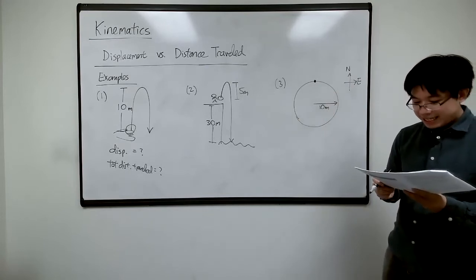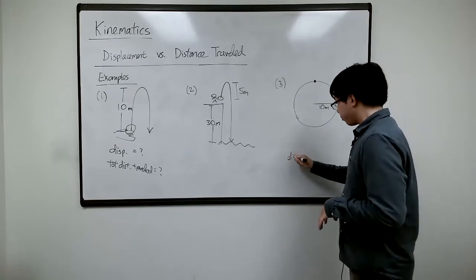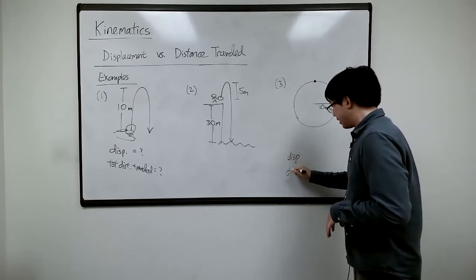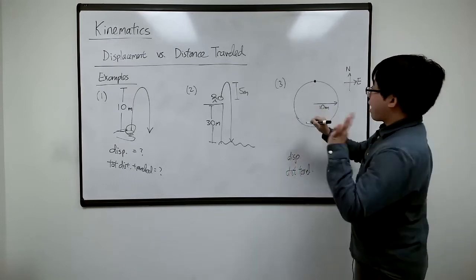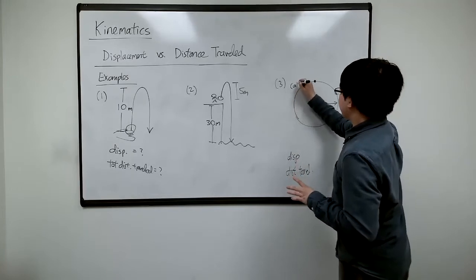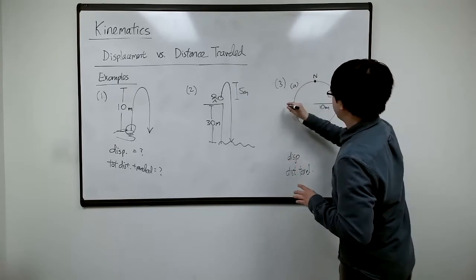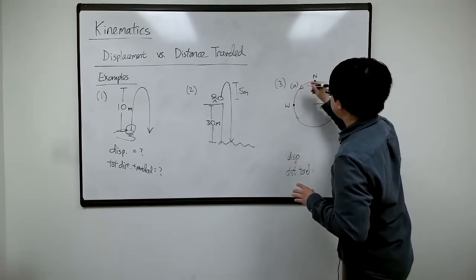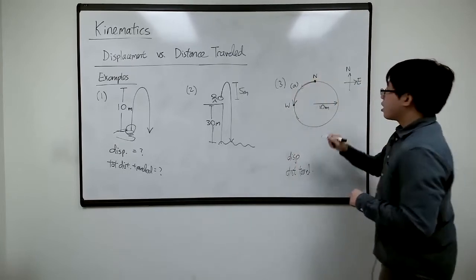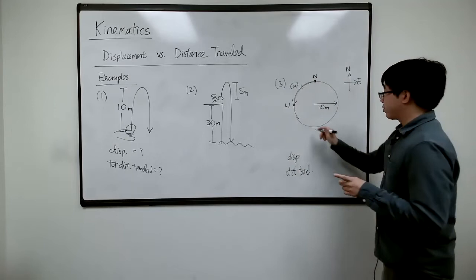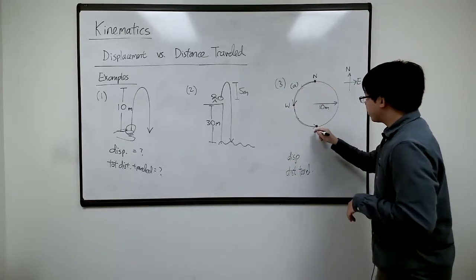What is the displacement and distance traveled for a couple of parts? I'll split it into part A. If I start from the north point to the west point over here, so this path, let's draw it like this, right? So for this path, what's the displacement? What's the distance traveled? What's the displacement when it goes all the way to the south point?